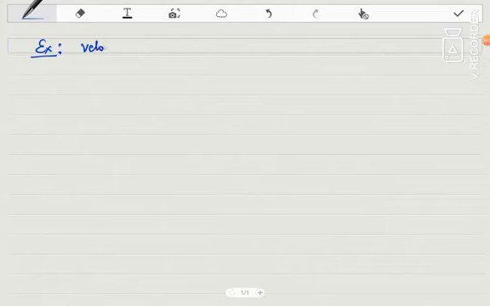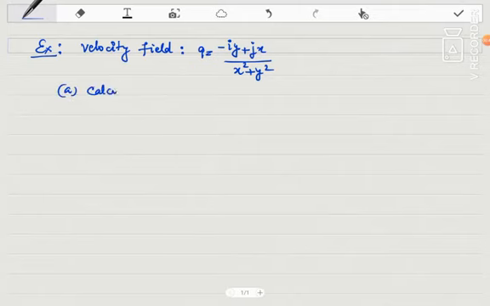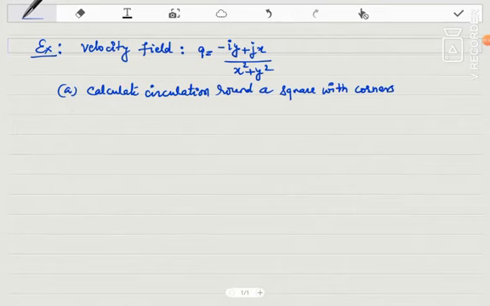Suppose the velocity field is given by q is equal to (minus i y plus j x) upon x square plus y square, and we want to calculate circulation round a square with corners (1, 0), (2, 0), (2, 1) and (1, 1).